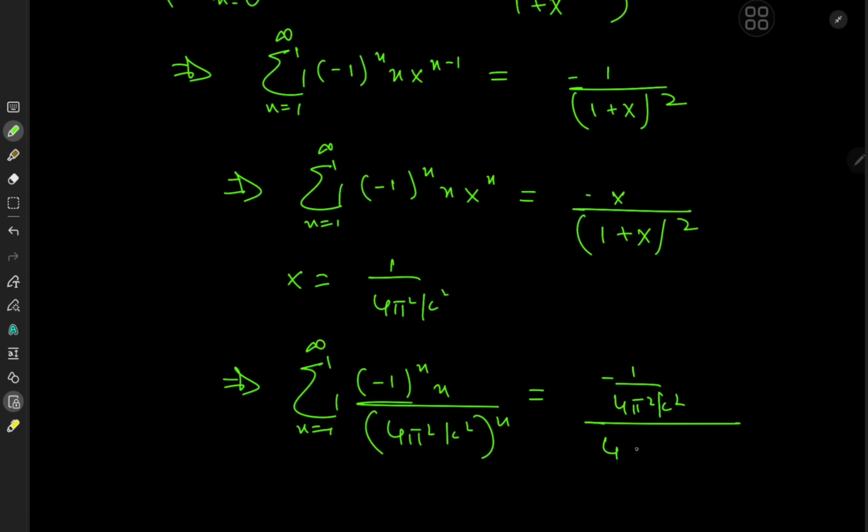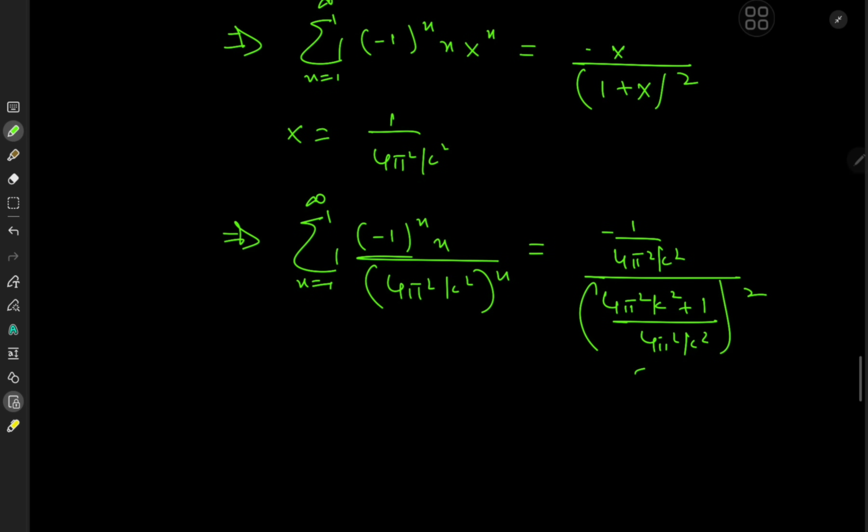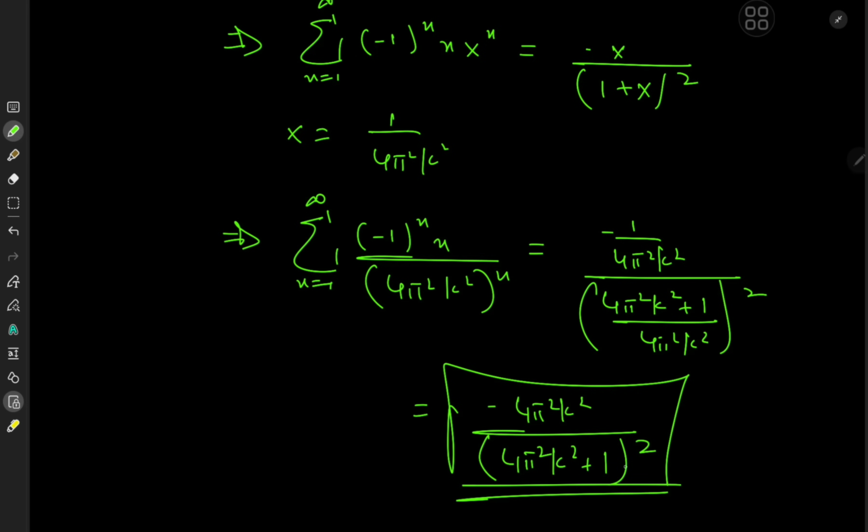let me see, now we have 4 pi squared k squared plus 1 over 4 pi squared k squared, and the whole thing is squared. So I'm going to have to expand using this thing squared, which means I should have negative 4 pi squared k squared over (4 pi squared k squared plus 1) squared, and that's our other sum.